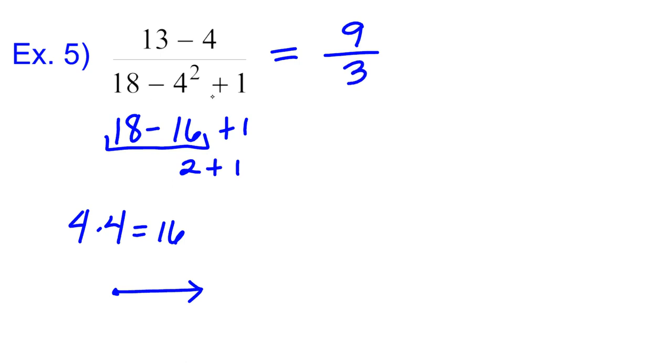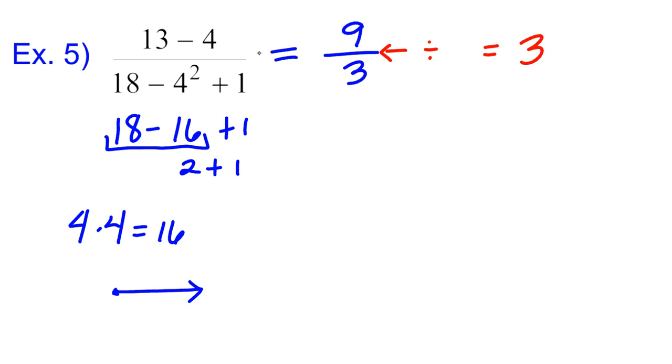So this whole statement underneath here, this expression, 18 minus 4 to the second power plus 1, really reduces down to 3. So now when I look at this problem, and remember that a fraction bar means division, now I have 9 divided by 3. So 9 divided by 3 is going to give me 3.